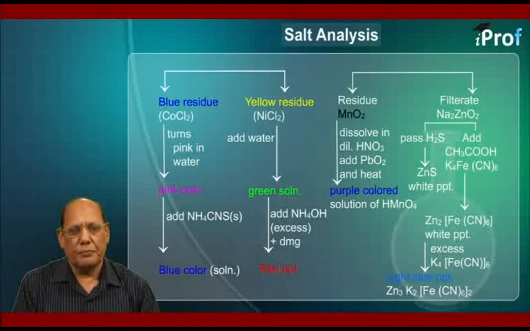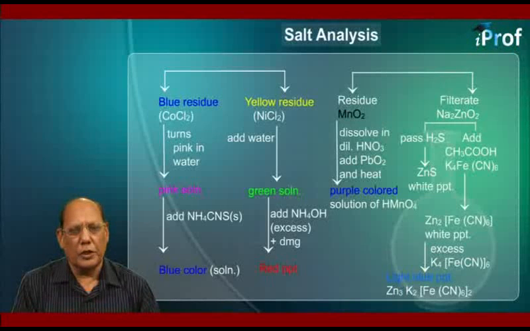Let us now discuss the residue, the black residue of MnO2. Dissolve this in dilute HNO3 and add PbO2 and then heat. As a result of this, a purple colored solution is obtained. This is of permanganic acid, that is HMnO4. This confirms the presence of Mn2+ in the original salt or the mixture.